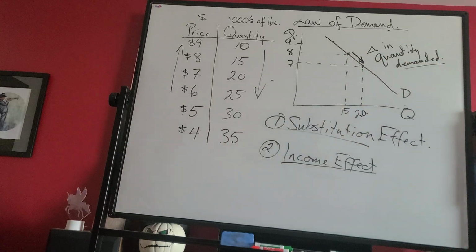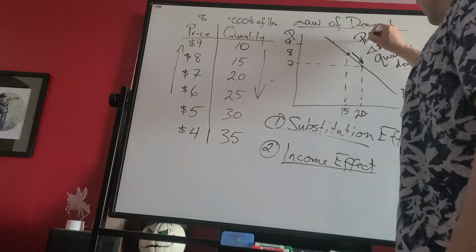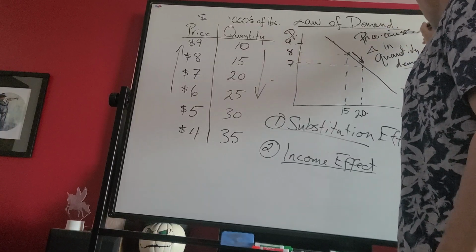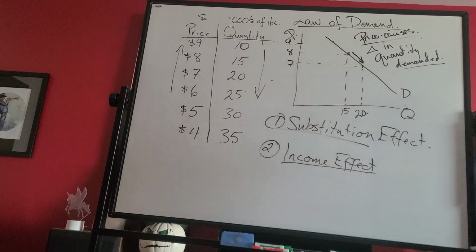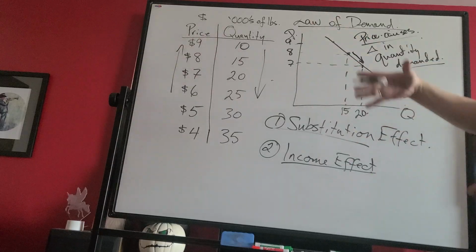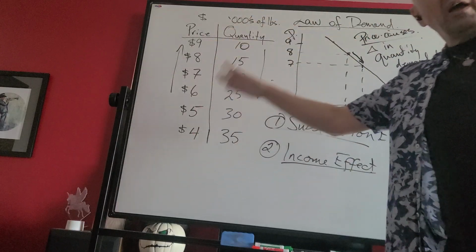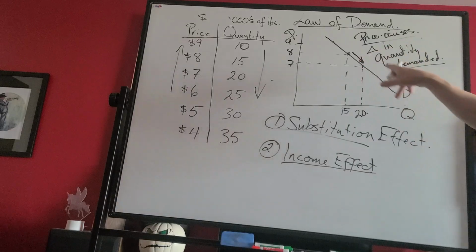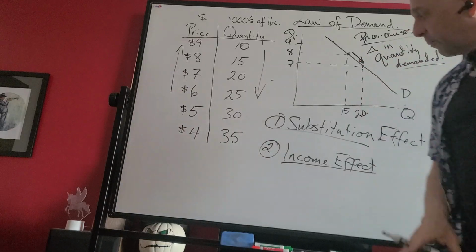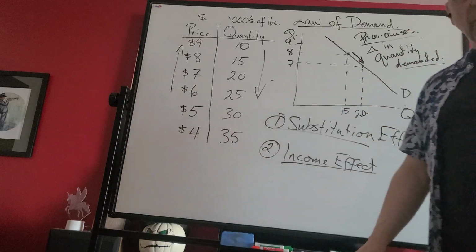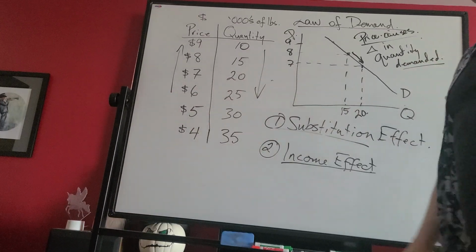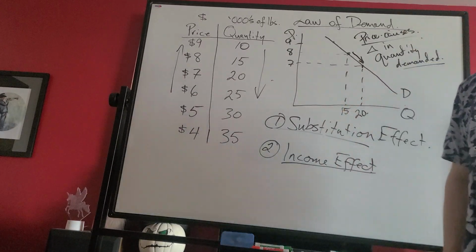So price causes a change in quantity demanded. That's the whole reason for having this demand schedule and the demand curve, so that we can illustrate that relationship that we notice because of these two effects. So that's going to be called a change in the quantity demanded.